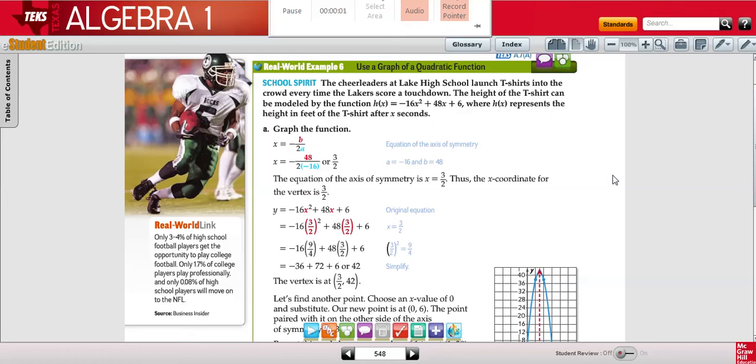Our last example is a real-world example where we use a graph of a quadratic function to solve a real-world problem. Now, before we get into the problem, I have a nice little tip that I want to talk about.